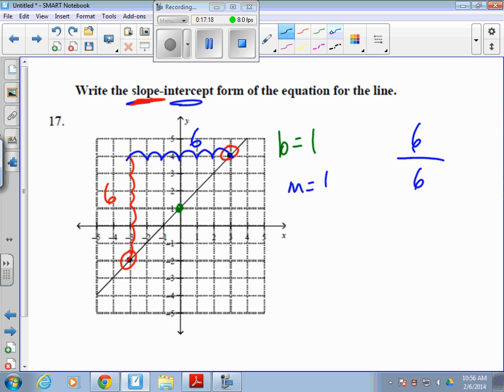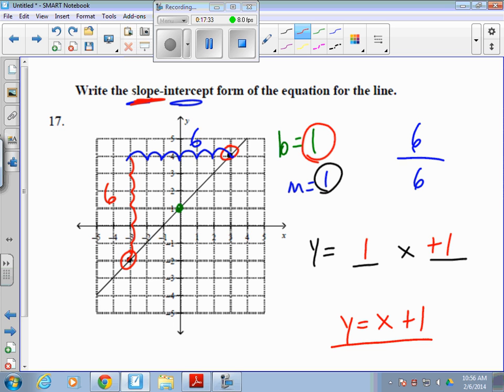So now, just like the last two problems, y equals mx plus b, you're plugging in your m value, which we know is +1, and your b value, which we know is +1. So y equals x plus 1. There's no reason to write 1x.